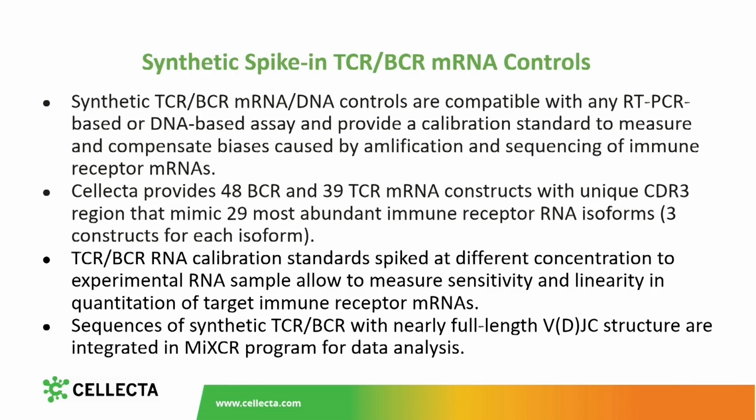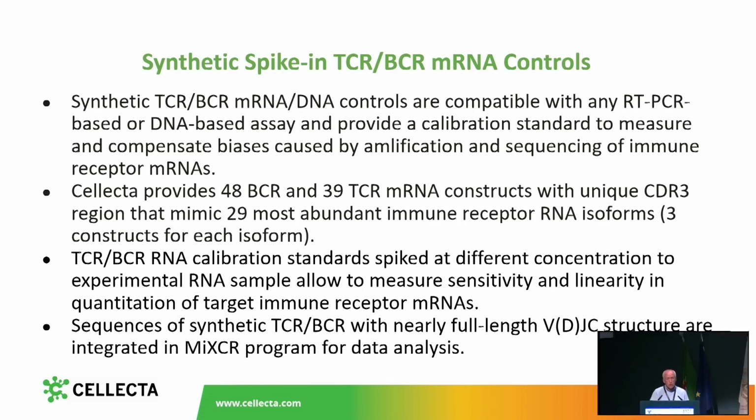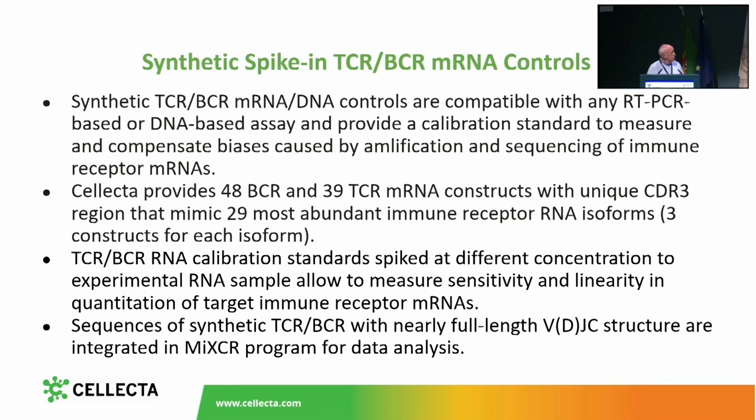And definitely this type of spiking controls, as I mentioned, are universal. They practically cover full-length copies of transcripts for both TCR and BCR, and they can be very useful to measure amplification and sequencing biases in a protocol. They can also be used to measure sensitivity and linearity in detection of different molecules. For example, using these standards, we show that this type of assay, which I showed you before, AIRR-C, has approximately 50% efficiency of detection of different mRNA for different TCR and BCR molecules.